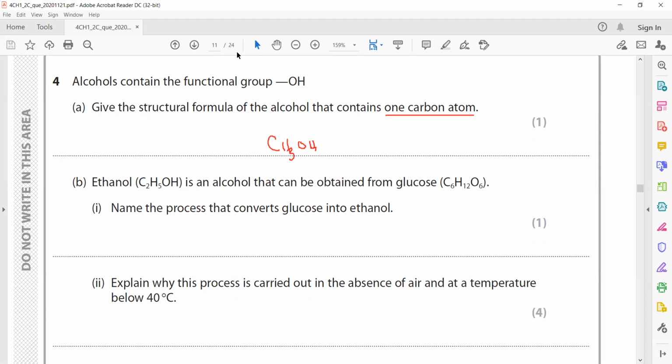Ethanol, C2H5OH, is an alcohol that can be obtained from glucose. Name the process that converts glucose into ethanol. That's called fermentation.